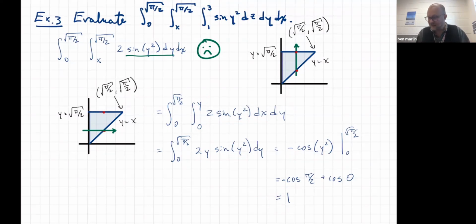So that's one of those things that we keep emphasizing, because those are tricky problems, okay? This one did not tell you to reverse the order of integration. You had to figure it out on your own.